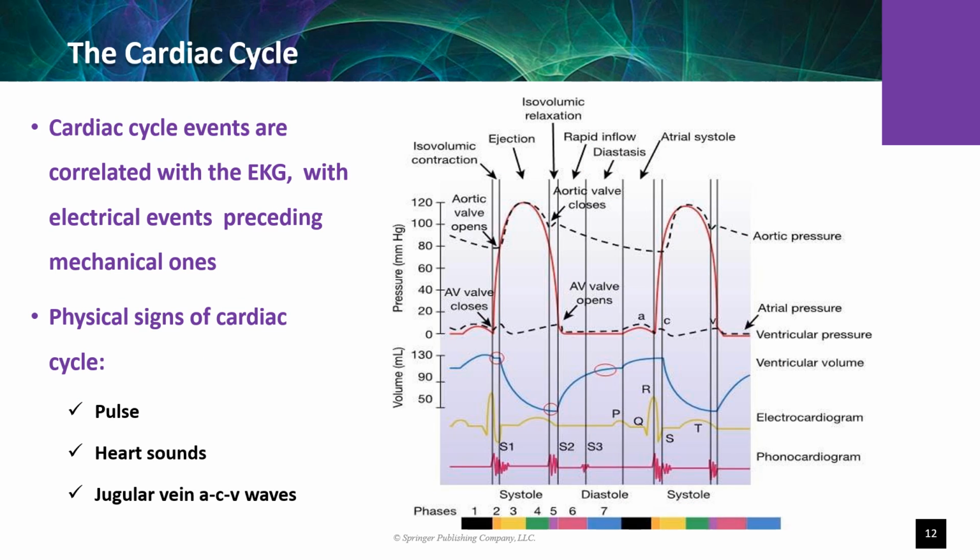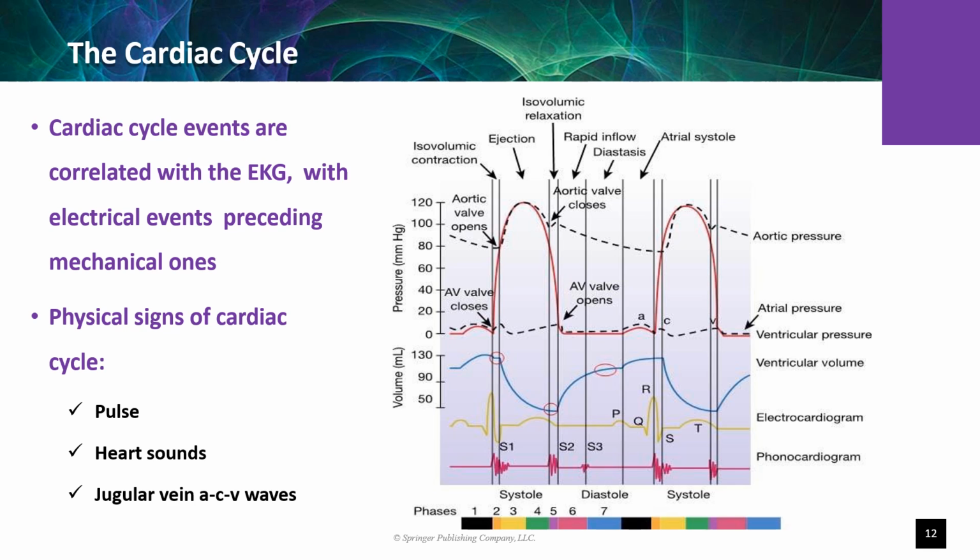The P wave represents atrial depolarization. It initiates the atrial contraction, which completes ventricular filling. This is the first phase of ventricular diastole. The QRS complex represents ventricular depolarization, and it initiates ventricular contraction.